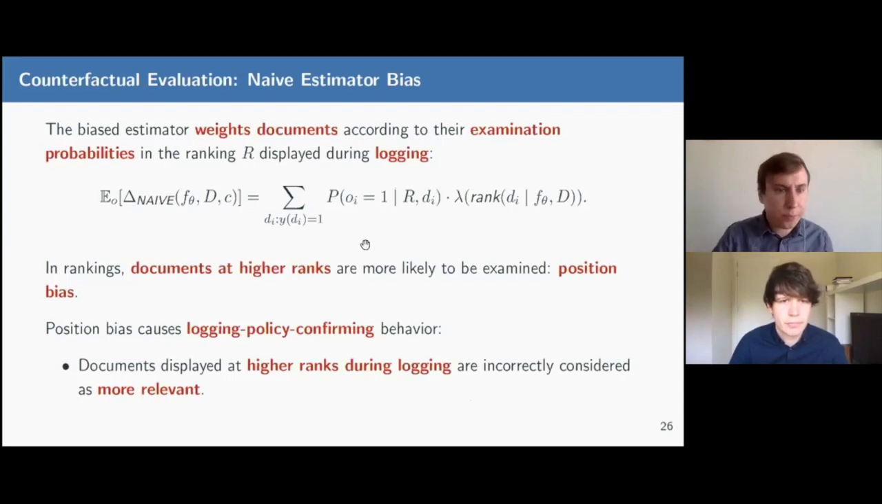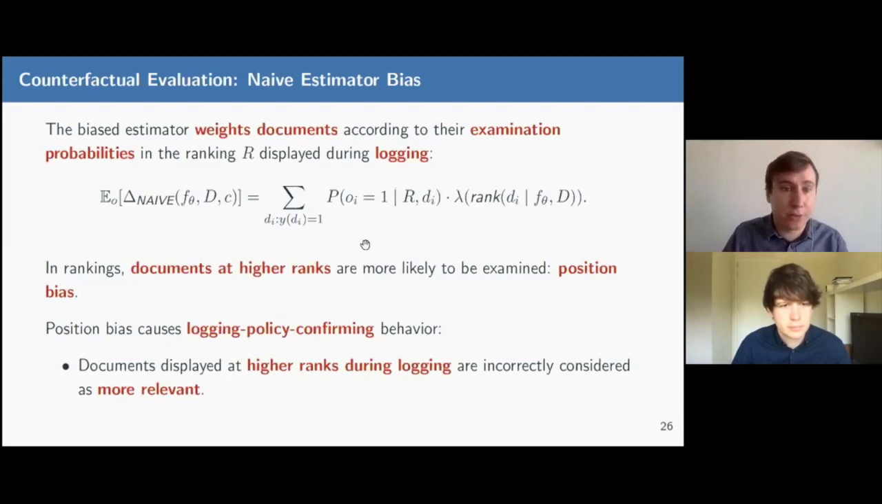So documents that are more likely to be observed are intuitively given more weight for our evaluation in the end. And what this results in is that, particularly for rankings, documents at a higher rank are more likely to be examined, and this is a phenomenon called position bias. So again, going back to that web search ranking example, a document that sits at the top of the ranking versus a document at position 100, obviously the one at the top is going to be examined much more frequently than the one at the bottom, because people don't go that deep into a ranking, typically.